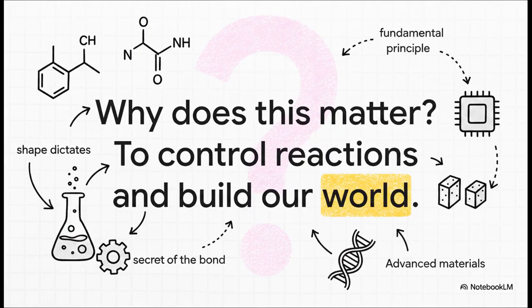So why does any of this matter? Because this one fundamental idea, that a molecule's shape dictates how it will react, is the absolute foundation of organic chemistry. When we understand this, we can predict what will happen. We can control reactions, we can design and build the complex molecules that become our medicines, our advanced materials, basically our entire modern world. It all starts right here, with the simple, elegant secret of the bond.